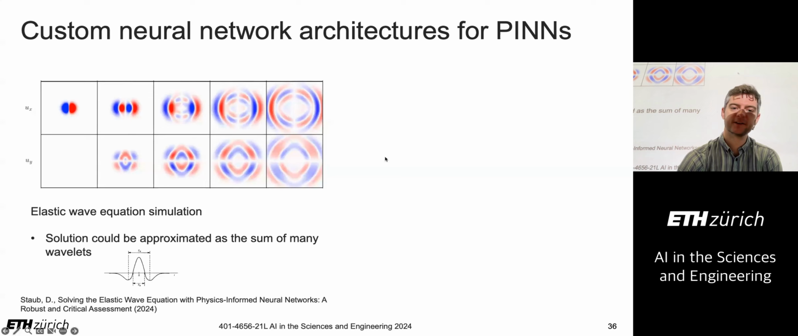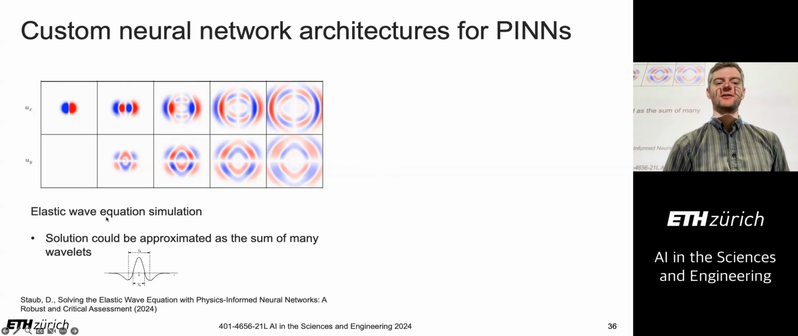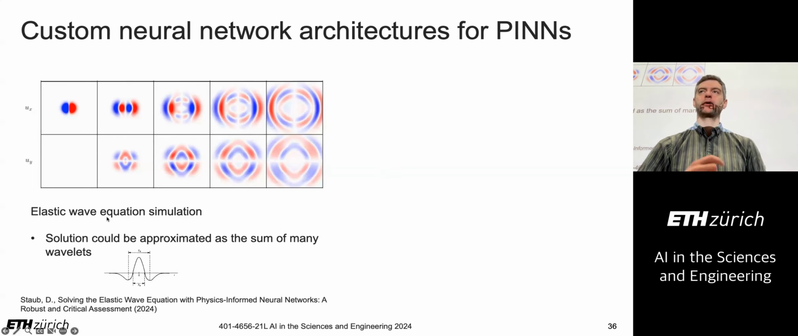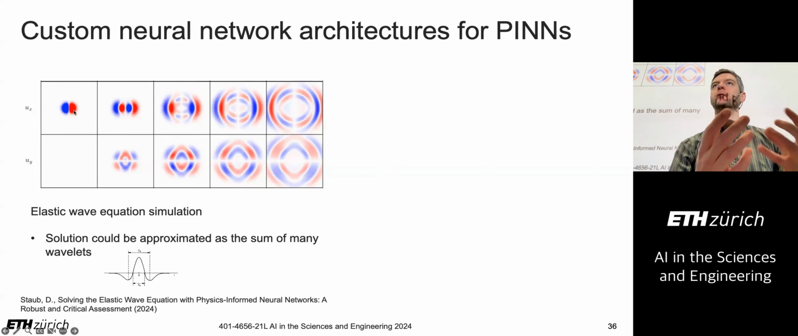And what he was really interested in was modeling the elastic wave equation with PINNs. So all the examples of the wave equation I've been showing before are the acoustic wave equation. Elastic wave equation is modeling both longitudinal and transverse waves. So it's a more complex version of the wave equation. And the solution in this case, you model the displacement in the X and the Y direction. So the solution is actually a vector field rather than a single scalar value.